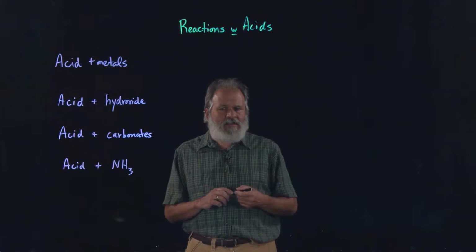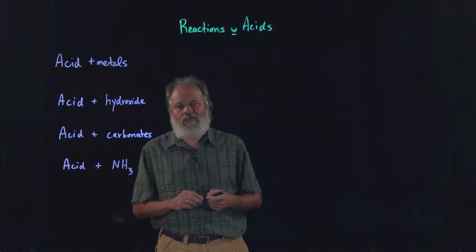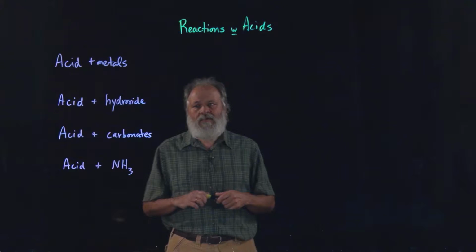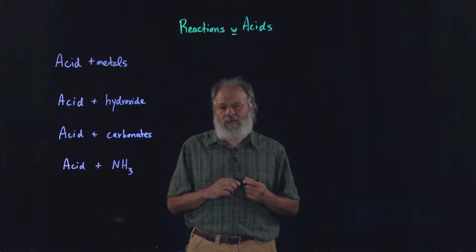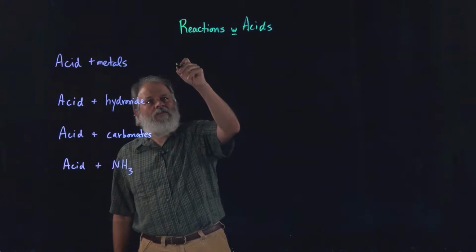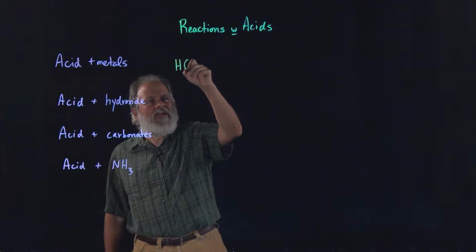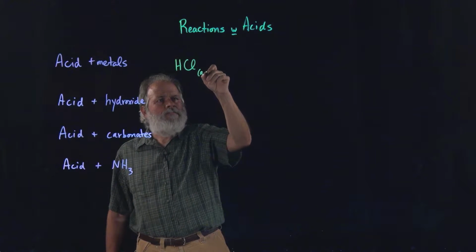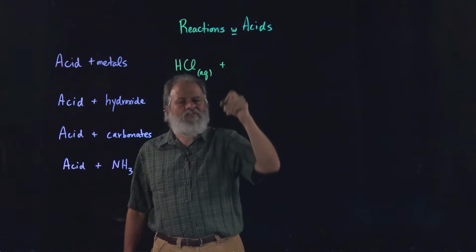This video is going to discuss some of the reactions which acids do with other compounds. The first example we're going to do is how an acid reacts with a metal. So we're going to use hydrochloric acid, which is a strong acid, plus some sort of metal.